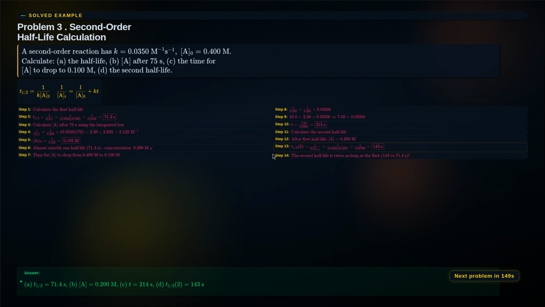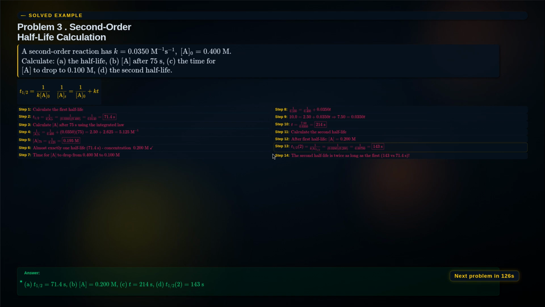Step 1. Calculate the first half-life. For second order, T1/2 equals 1 over K times A0. That is 1 over 0.0350 times 0.400, which equals 1 over 0.0140, giving 71.4 seconds.